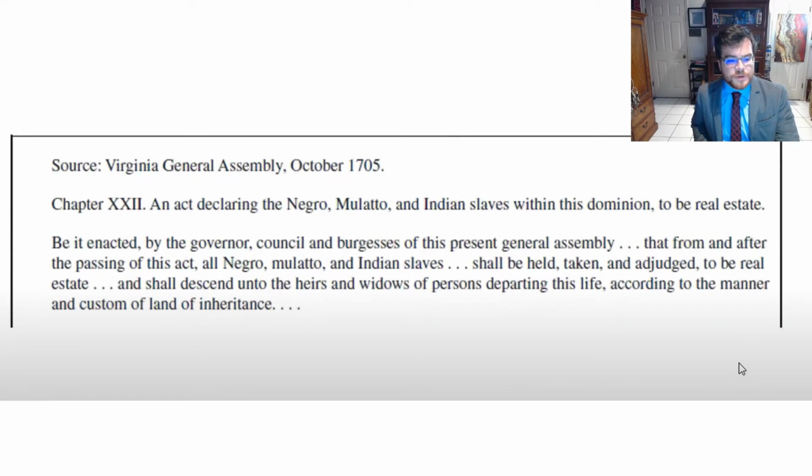Next document. Once again, it's Virginia, guys. So keep in mind, it's all connected. They're trying to show you the causal line, trying to connect the dots.